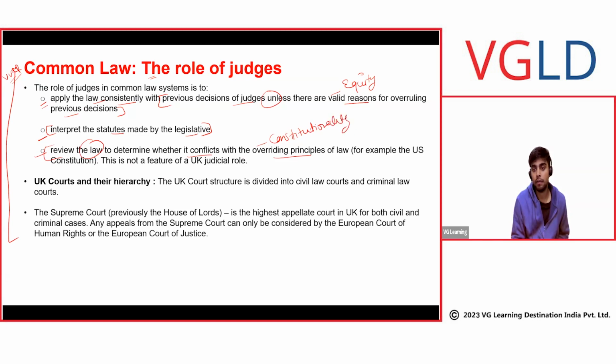Constitutionality of law, for example the US Constitution, is not a feature of the UK judicial role. As I told you, the UK does not permit the Supreme Court to decide whether a law is acceptable or not, whether it is ultra vires or not. If a law is ultra vires, the UK Parliament, the UK legislature, has to decide for themselves.